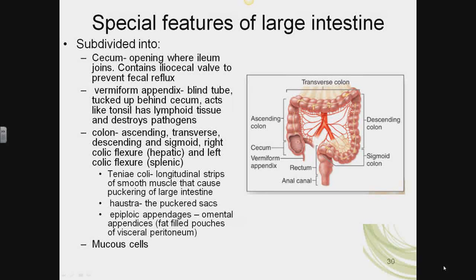Attached to the taeniae coli in this picture are epiploic appendages. These are also sometimes called omental appendices, and these are fat-filled pouches of visceral peritoneum.